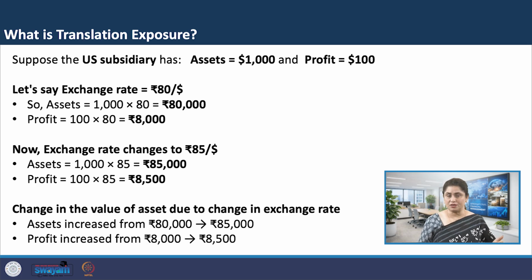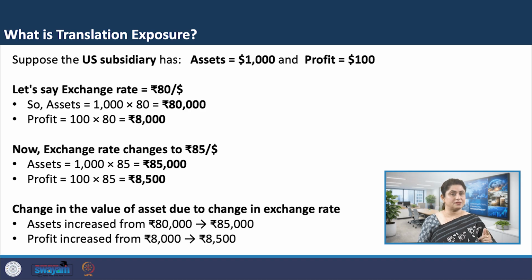Suppose a US subsidiary has assets of $1,000 and a profit of $100. Now, when the parent company in India converts these numbers into rupees, the value will depend on the exchange rate. Let's say the exchange rate is rupees 80 per dollar. So assets become 80,000 and profit becomes 8,000. Now assume the exchange rate changes to rupees 85 per dollar. Without any change in the actual business, assets now become 85,000 and profits become 8,500.